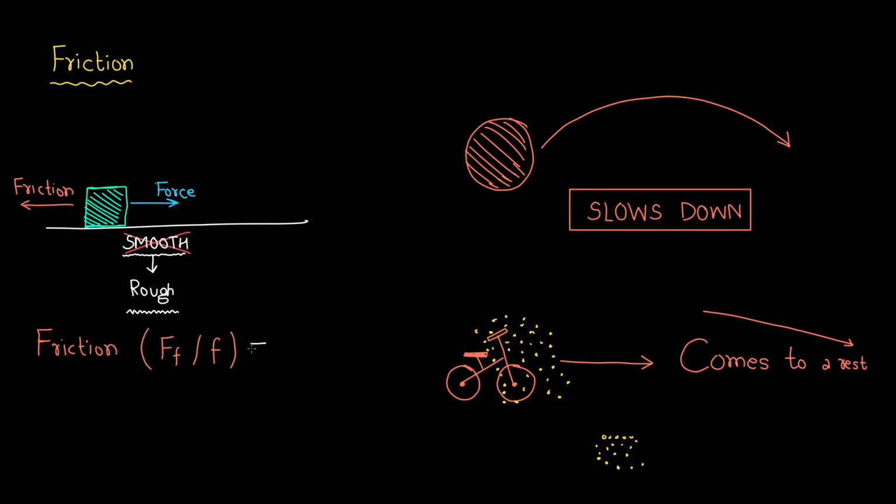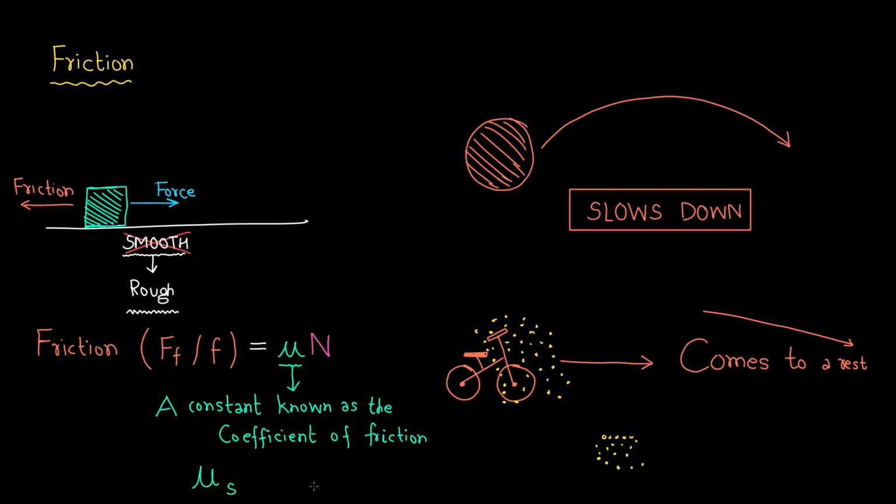Because remember, air particles can also have a frictional effect. Friction is given by mu times n. Mu is the constant known as the coefficient of friction, and n is the normal force or the contact force between the surfaces, the force with which the two surfaces are pressed together. There are two types of friction. There's static friction, which occurs when an object is at rest, and there's kinetic friction, which is the friction you experience when you're moving the object. Usually static friction is greater than kinetic friction.